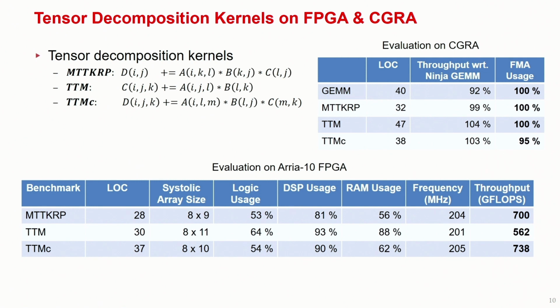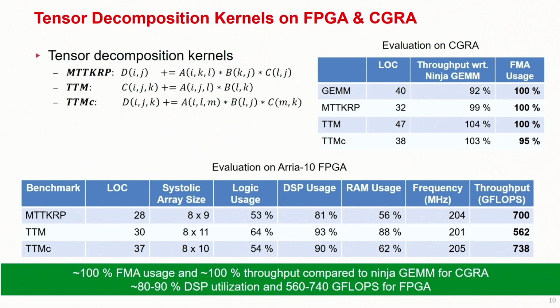For the FPGA side, we can see that MTTKRP achieves a throughput of 700 gigaflops, TTM achieves 562 gigaflops, and TTMc achieves 738 gigaflops. The DSP utilization of these benchmarks is also high. For example, in the case of MTTKRP, it is around 80%. For TTM and TTMc, it is more than 90%. Thus, with close to 100% FMA usage, T2S is able to achieve close to 100% of the throughput of the Ninja GEMM implementation for CGRAs. And with 80 to 90% DSP utilization, it achieves 560 to 740 gigaflops for FPGAs.